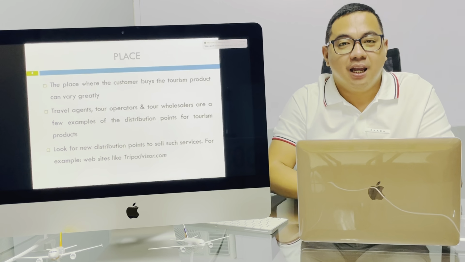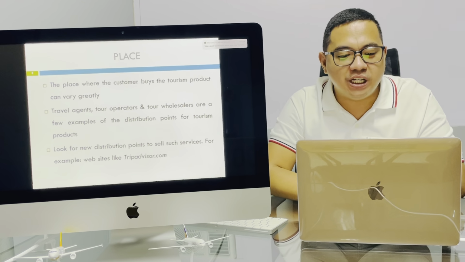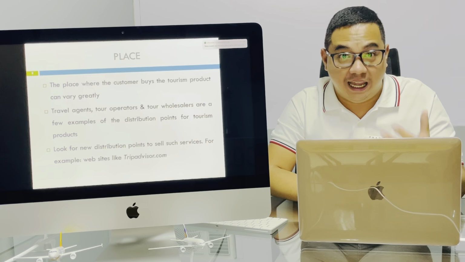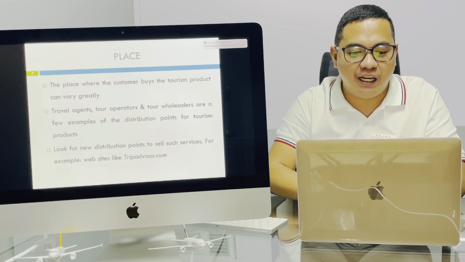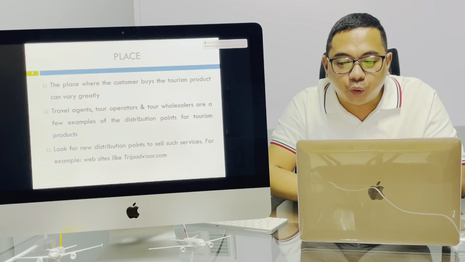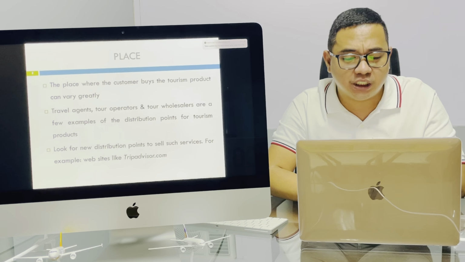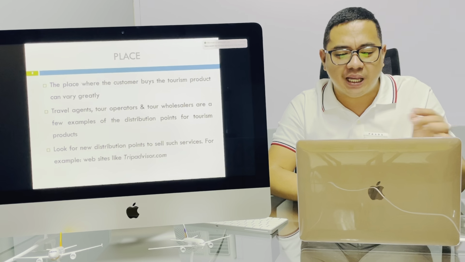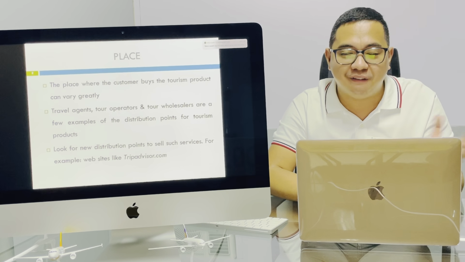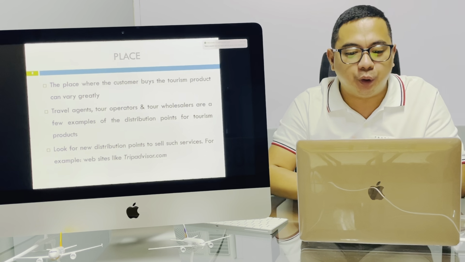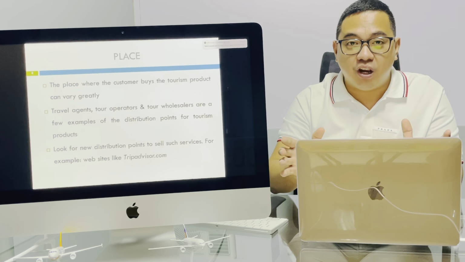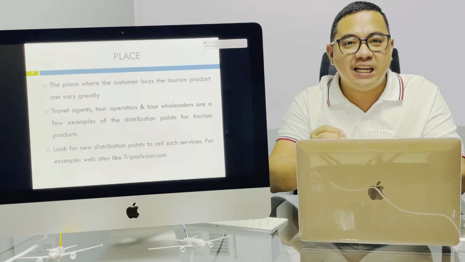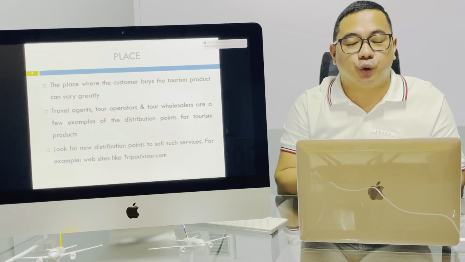Ang place. The place where the customer buys the tourism product can vary greatly. Travel agents like us nga man nag-own sa travel agency, tour operators and tour wholesalers are few examples of the distribution points for tourism product. Look for new distribution points to sell such services. For example, website like tripadvisor.com, but I will focus on number 2. Okay, ang mga travel agents, ang mga tour operators, and tour wholesalers, amo initially sila ang mga distributors ng tourism product.